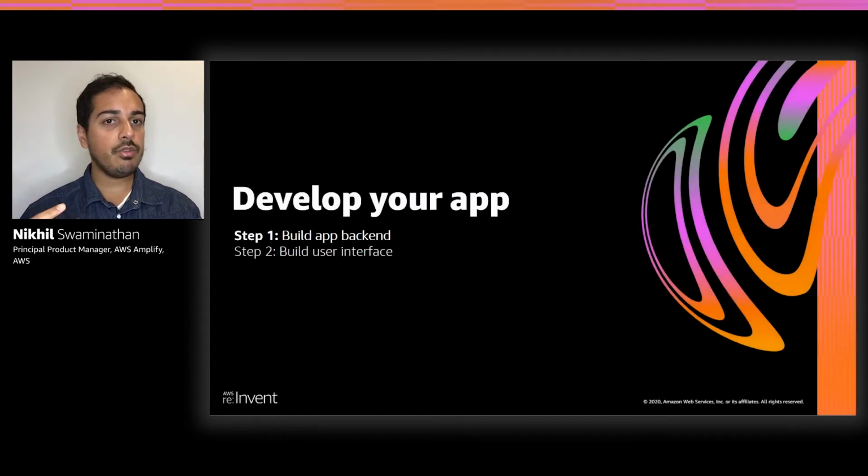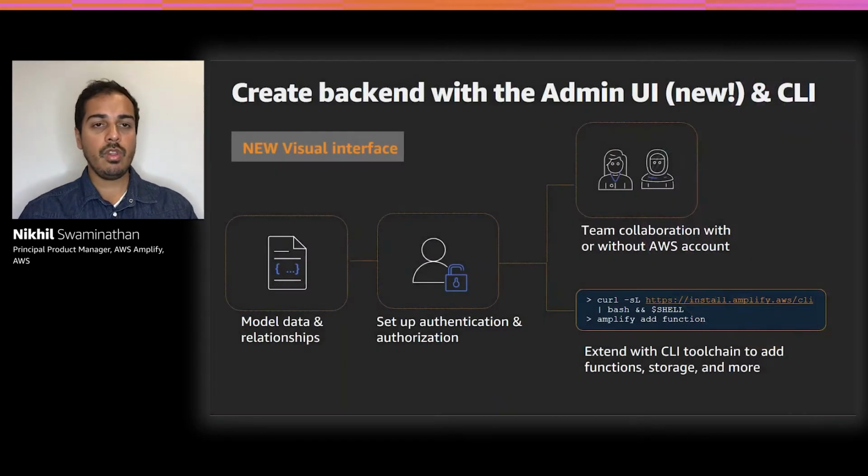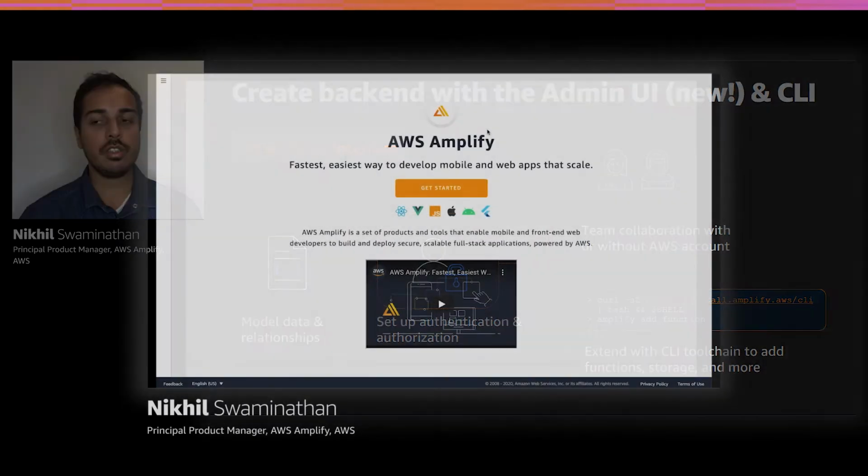So let's start off with how we would build something like this. We start off with developing your app. Step one would be building the app backend. Today we're going to build the app backend with a new tool we launched at re:Invent called the Admin UI. The Admin UI gives developers a visual interface to build out that app backend. That involves setting up a data model, defining authorization rules, and why don't we just jump into a demo to see how this works.